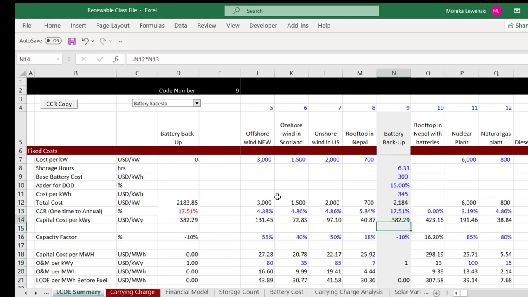Okay, I'm redoing things, so we have a much higher carrying charge, and we can see right now, here's the cost of the rooftop solar, and here's the battery, and it kind of kills us. But we're not even finished, because then we have this loss, and we need more battery capacity than we get, so we'll get 10% less of a capacity factor when we're finished.